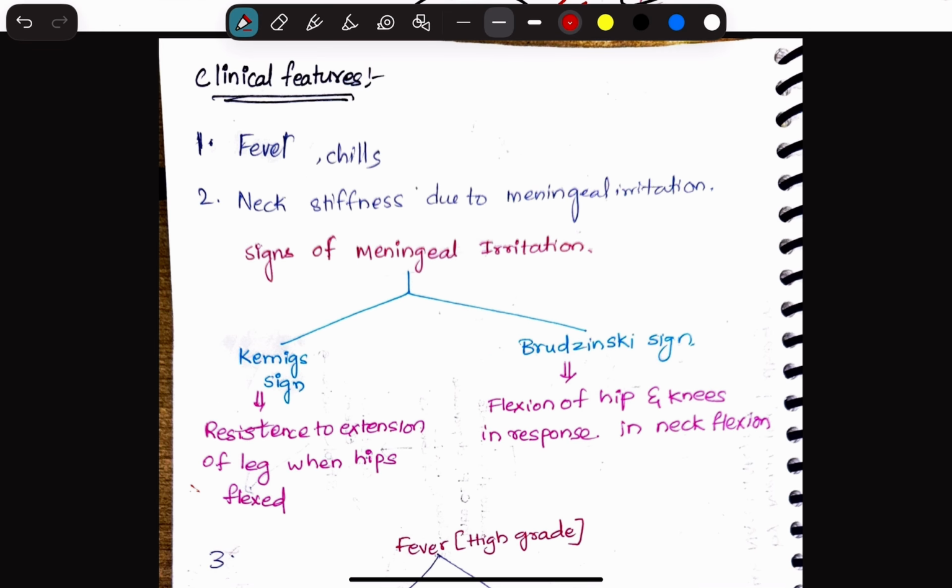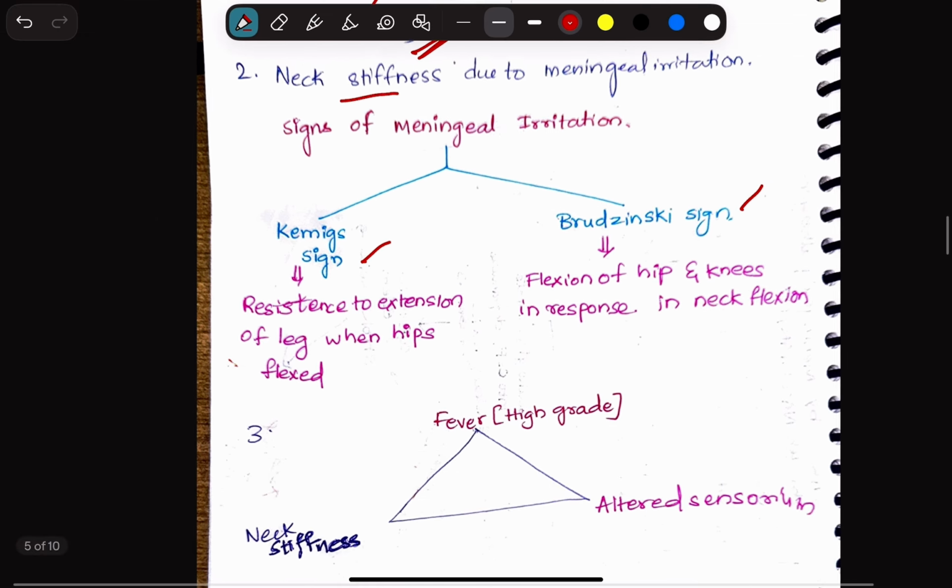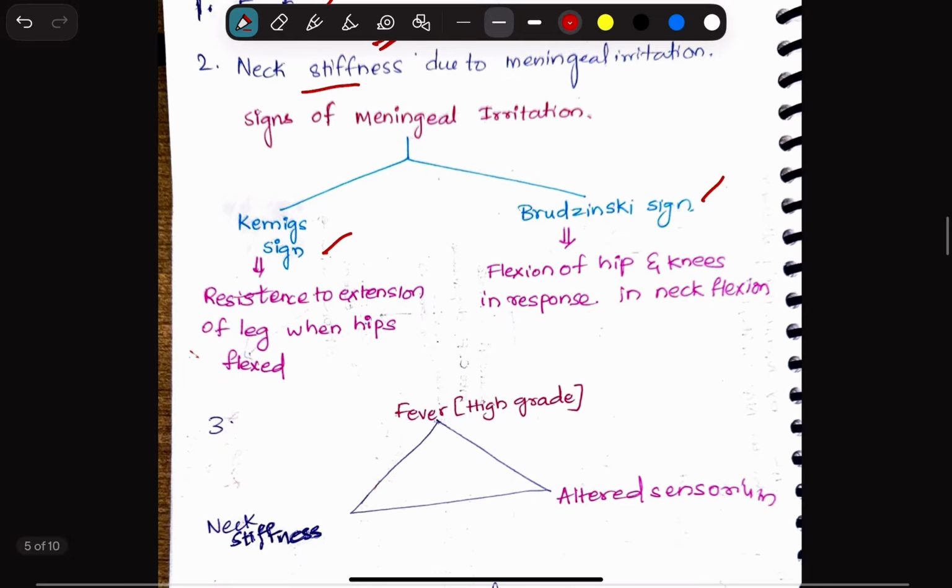In bacterial meningitis, there will be fever associated with chills. And the two famous signs of meningitis are the Koenig sign and the Brudzinski sign. There will be neck stiffness due to meningeal irritation, and the most important signs of meningeal irritation are the Koenig sign and the Brudzinski sign. Koenig sign is resistance to the extension of the leg when the hips are flexed.